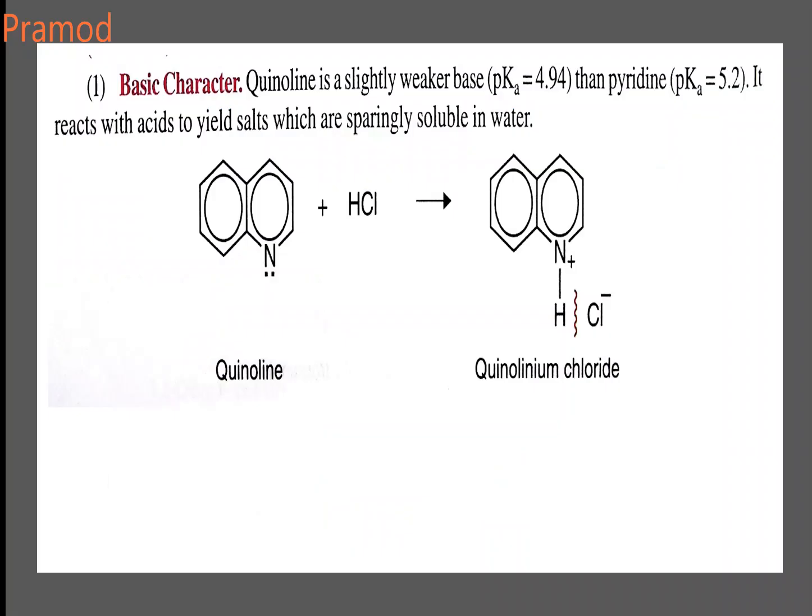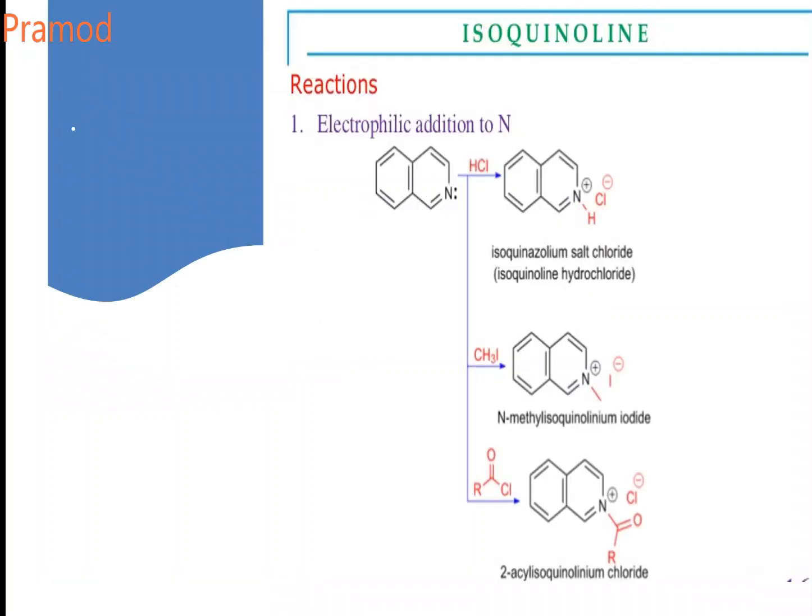Now let's go for the reactions. It is basically similar to that of quinoline. So now let's go for the reactions of isoquinoline. Similar to quinoline, it undergoes an electrophilic addition reaction, with a similar product. Moreover, it can react with acetyl chloride to form 2-acyl isoquinolinium chloride. With acyl chloride it can also form a 2-acyl quinolinium chloride. So that is your electrophilic addition reaction.